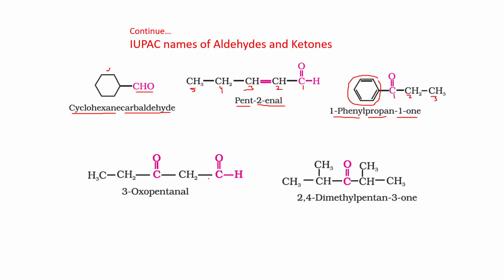Now in this case two groups are present, this is ketone and this is aldehyde. Lowest numbering is given to the aldehyde, 1, 2, this is 3, this is 4, and this is 5. When the ketonic group is written as a prefix, it is written as oxo. That's why this is 3-oxopentanal. Now in this case this CO group is present, so from either side you can start the numbering. This is 1, 2, this is 3, 4, and this is 5. At the second and 4th positions a methyl group is attached, that's why this is 2,4-dimethylpentan-3-one.